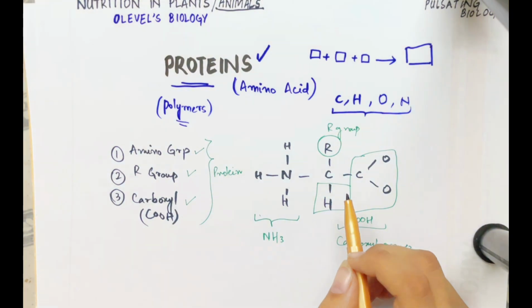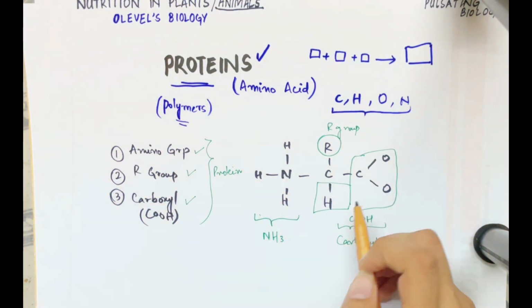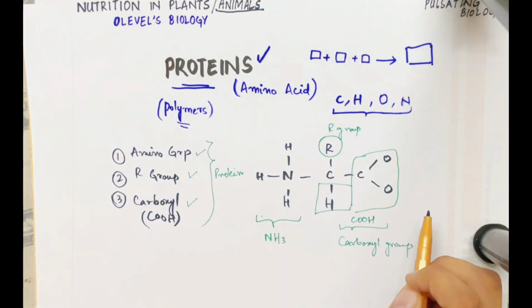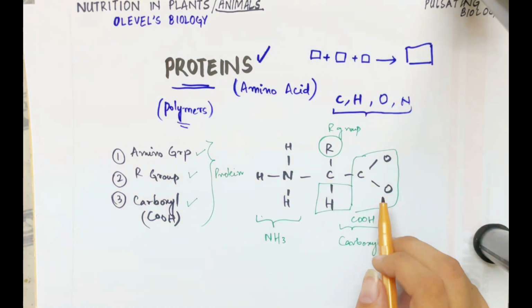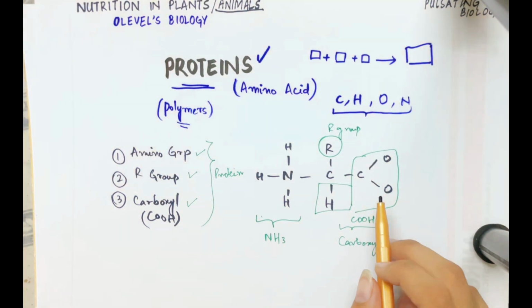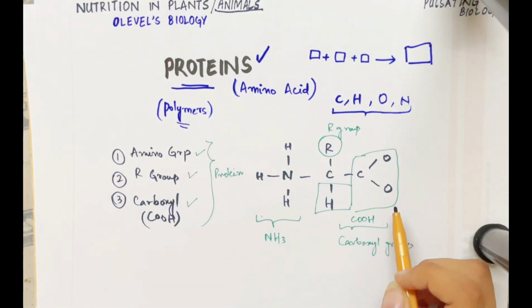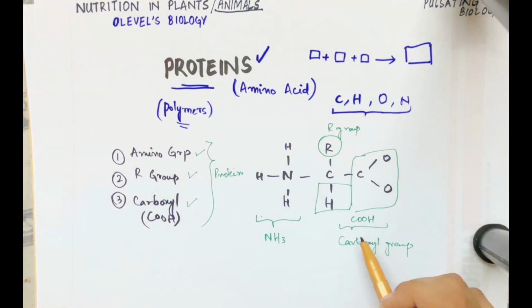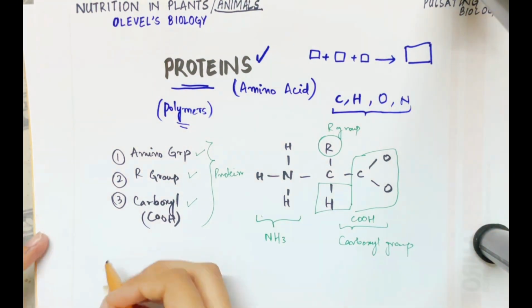A central carbon atom has an amine group at one side. At the other side it has a carboxyl group, and in the middle we have an R group. The remaining 2 hydrogens are bonded with their own radicals. This is the basic structure of an amino acid, and how the amino acids are basically bound together. That bond is known as the peptide bond.